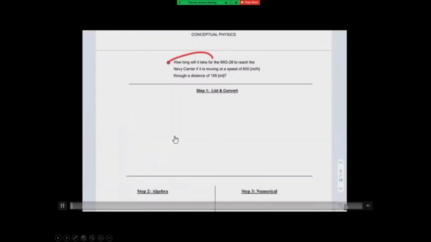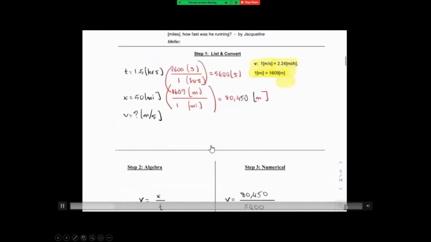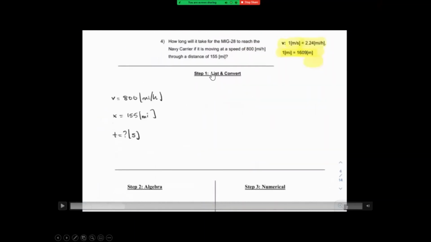It's a formatting problem, and I want you guys to get used to the format. So this is MiG-28. All right, so while you're reading the problem, make sure that you got the proper symbols. So the first thing you have to do is just list everything. So this is a fighter jet traveling at 800 miles per hour for a distance of 155 miles. So what is the time? How long does it take for it to travel that distance? All right, so I listed everything and used the proper symbols.